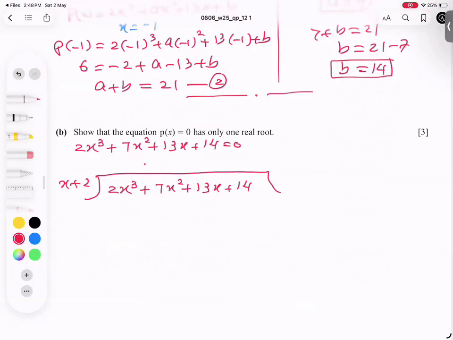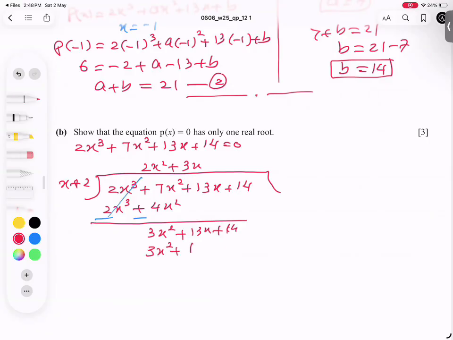Now, x multiplied by what gives you this answer, 2x to the power 2? So I'm getting 2x cube and I'm getting 4x square. Sign must change. Like this, they cancel out. And I'm getting here 3x to the power 2 plus 13x and plus 14. So this multiplied by what gives you this value? Naturally it is plus 3x. This cancels out. And I'm getting here 7x plus 14. Now this multiplied by what gives you this number? Plus 7.